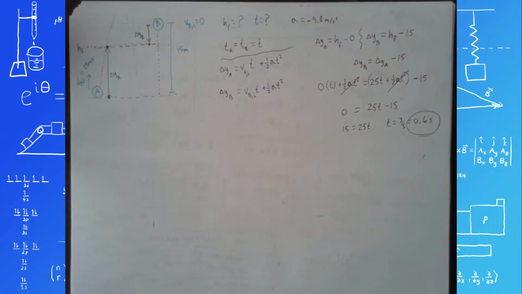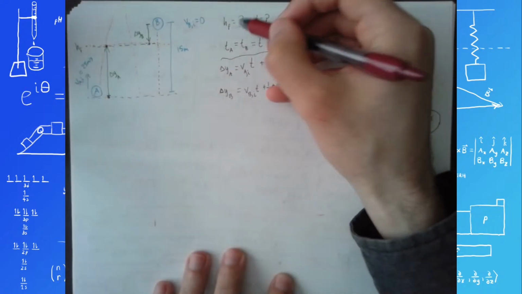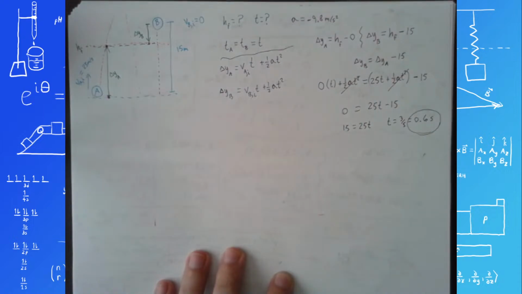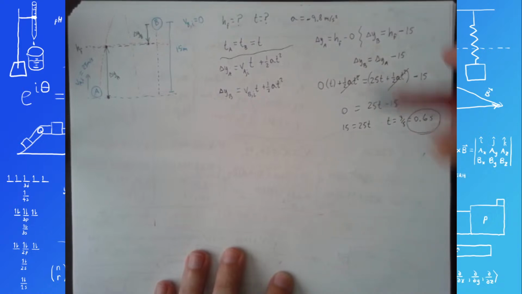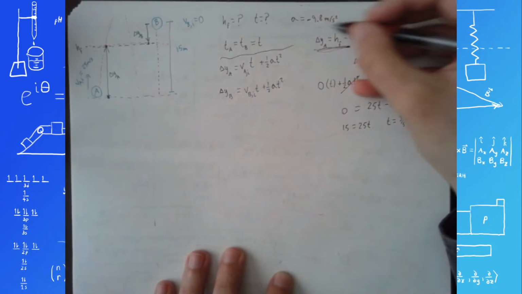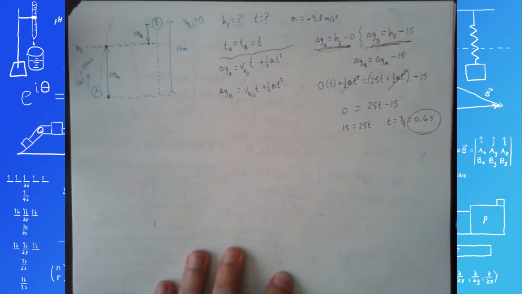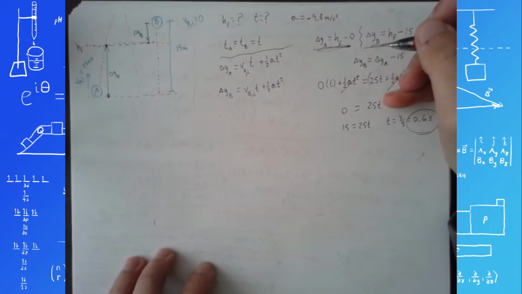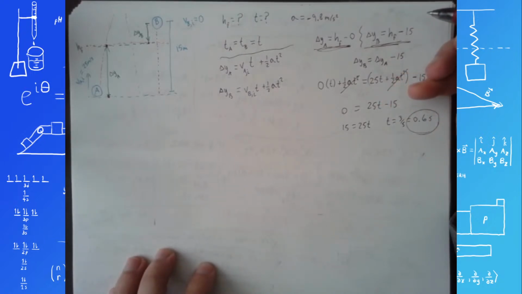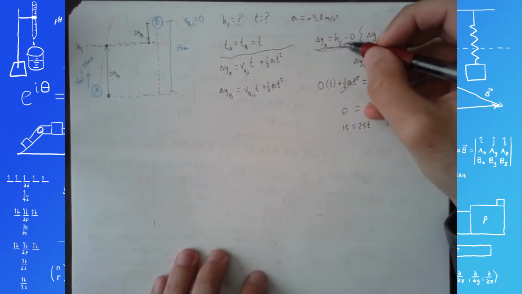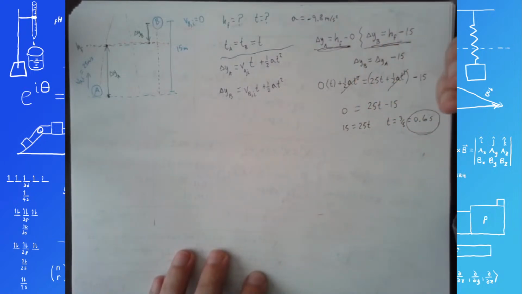That's not the actual question. Our actual question is what is H final, but now that we know T is 0.6 seconds, we can solve for H final using either this or this. I would rather use this because it's simpler. Well, actually, let me think. Which one would be simpler? It doesn't matter. They should both be the same thing anyway. I'll just solve for delta YA.